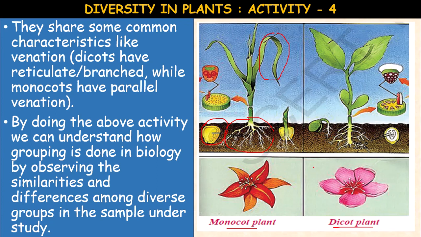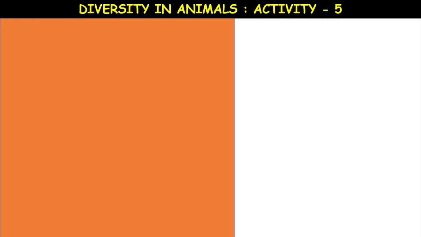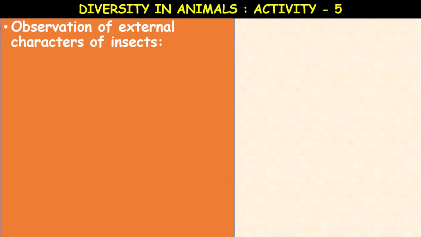The internal structure, the plant tissues, you have studied in the 9th class. So in that also we have discussed. Okay, so let us proceed. Now the activities related to the plants we have finished. By doing the activities we have understood how grouping is done in biology by observing the similarities and differences among the diverse groups in the sample under study.